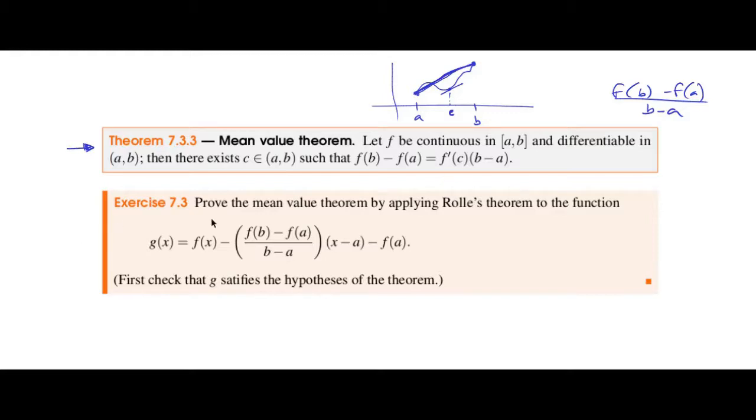The proof of this uses Rolle's theorem, applying it to this function g. If you check that, you will see that g at a is the same as g at b. Then you can check that this function is continuous and also differentiable in the interval. And then you need to check that the fact that there's a value c such that g prime at c is 0 implies this result. So I'll leave you to do it on your own.